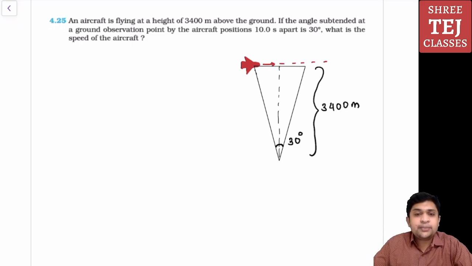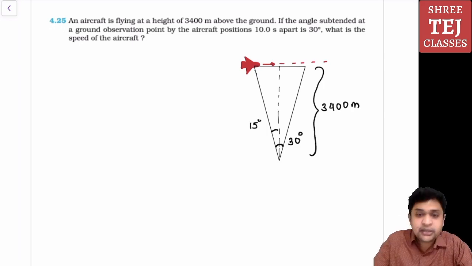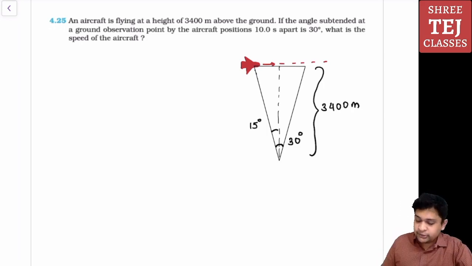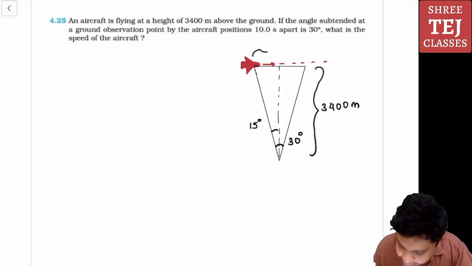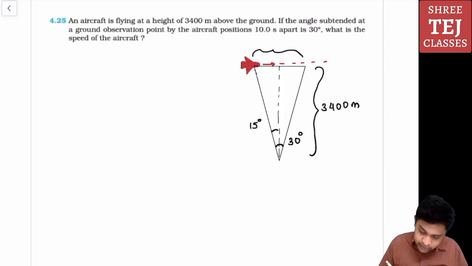The angle subtended at a ground observation point by the aircraft positions 10 seconds apart is 30 degrees. So this entire angle is 30 degrees. Therefore, this individual angle would be half of it, which is 15 degrees. What is the speed of the aircraft? So we will have to calculate this distance and then use that to calculate the speed of the aircraft.